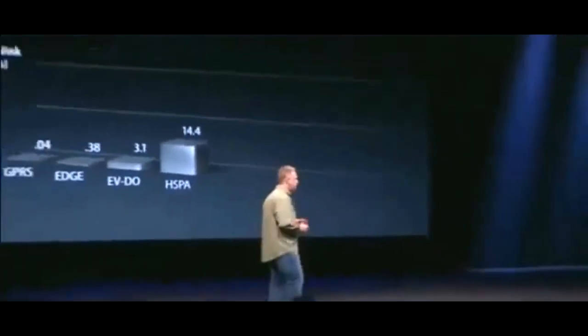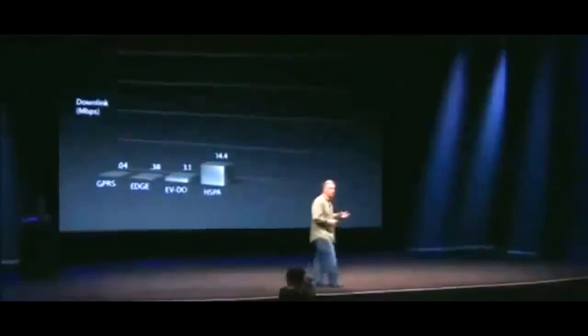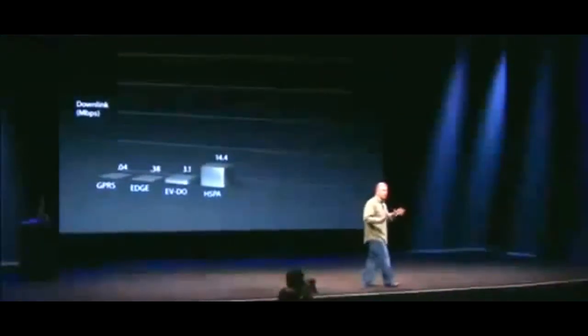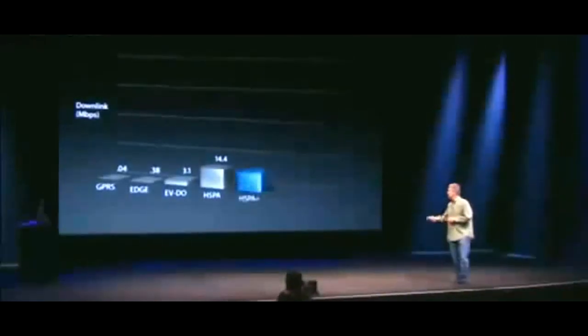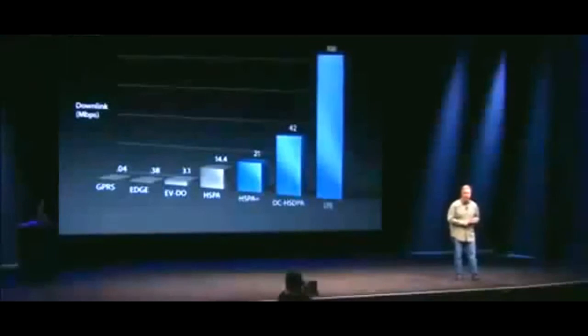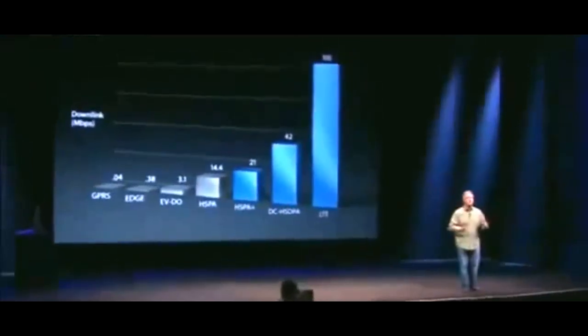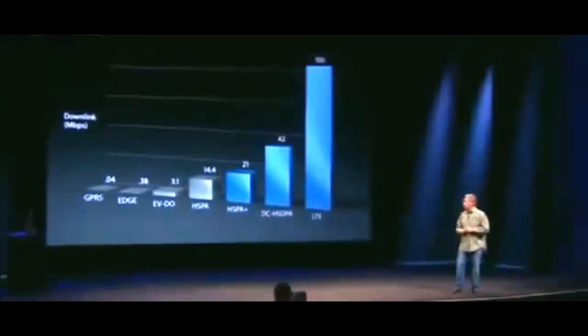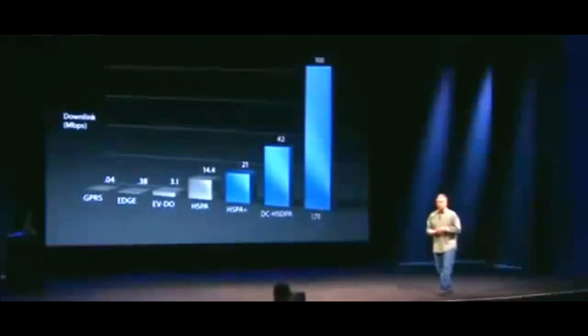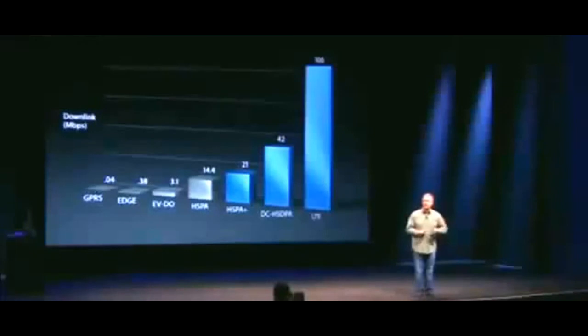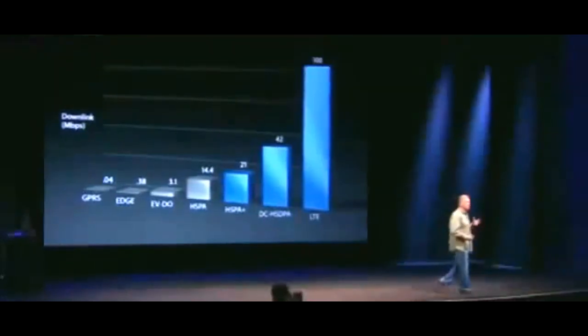We've built in GPRS, EDGE, EVDO, HSPA, making it a great 3G world phone, just like the iPhone 4S. But to that, we've added HSPA+, dual carrier HSDPA, and yes, LTE. So LTE gives you a theoretical maximum downlink of up to 100 megabits per second, and it just screams. So how do they do this? This took a lot of incredibly advanced engineering.